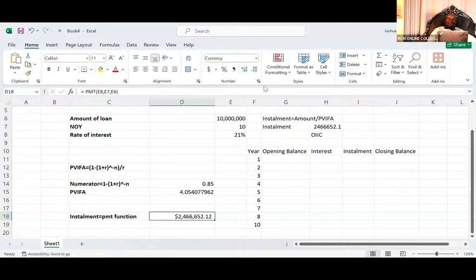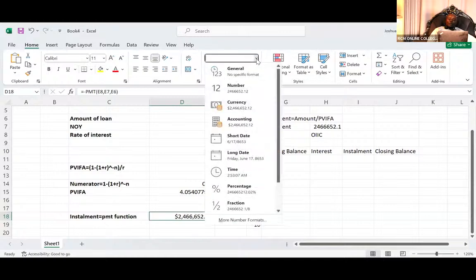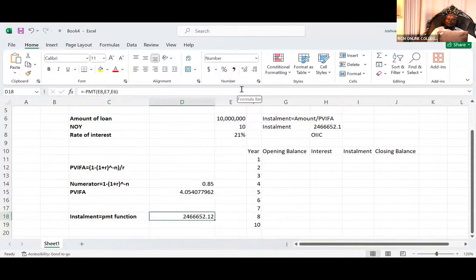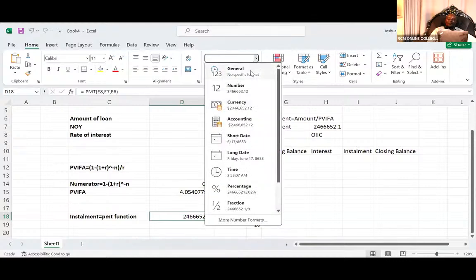Or you simply come here, and the currency, I don't want to teach you so many things. Here it is reading currency, dollar. You can simply say you want just a number. Or if you say accounting, it comes straight out. So number or general number, like that. So you'll be able to get this.